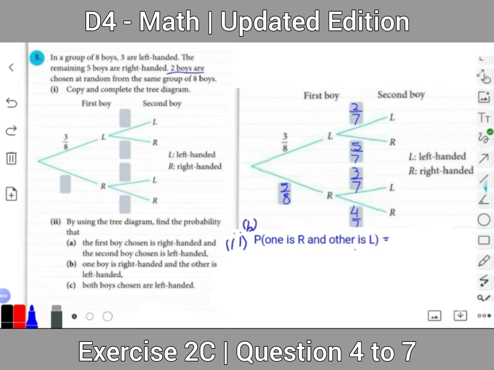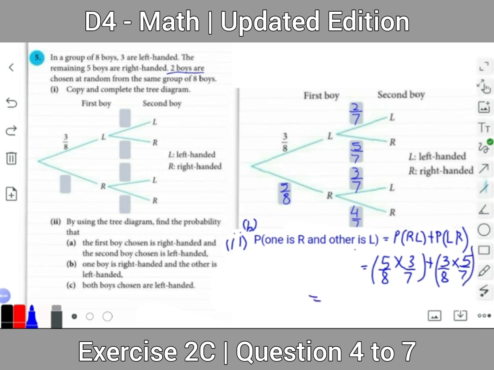Now in part B, we have to find the probability that one boy is right-handed and the other is left-handed. We can write it as two possibilities. The first is the probability that the first is right-handed and the other is left-handed, plus the first is left-handed and the other is right-handed. Now the probability that the first is right-handed is 5 over 8 and the second is left-handed is 3 over 7, plus first is left-handed, that is 3 over 8, and the second is right-handed is 5 over 7.